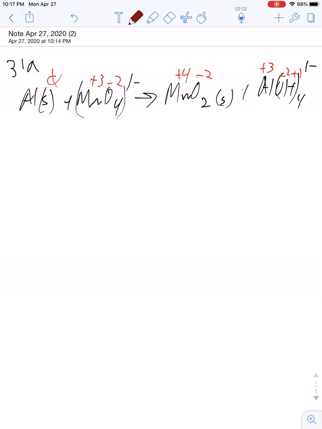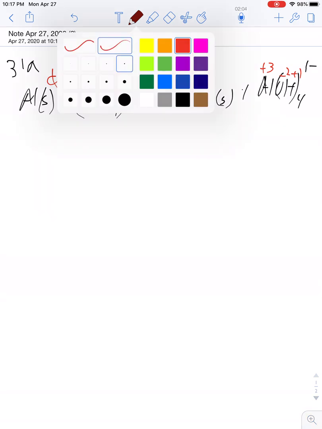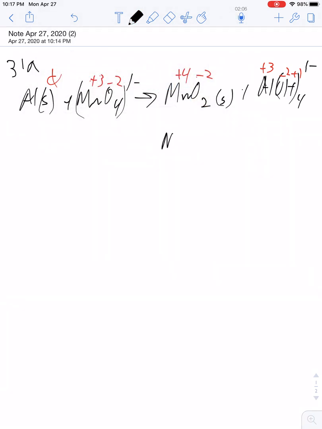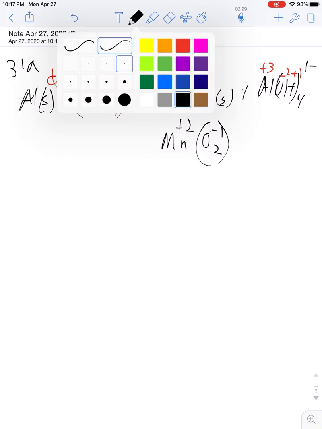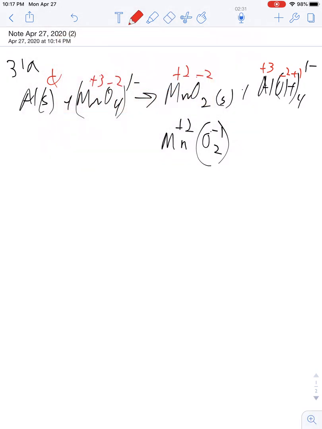So what we have here is something that we don't run into often. This is a peroxide. A peroxide is a -2, and each oxygen has a -1 charge on it. So in that case, my manganese is going to be actually a +2 oxidation, not a +4. The reason why I knew that is because I know that I must have a reduction, and I didn't see a reduction.